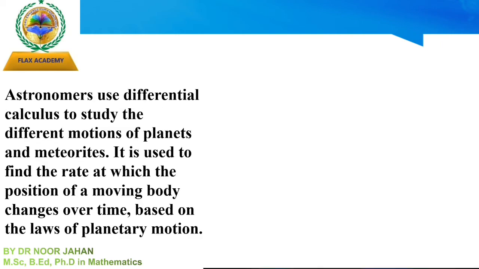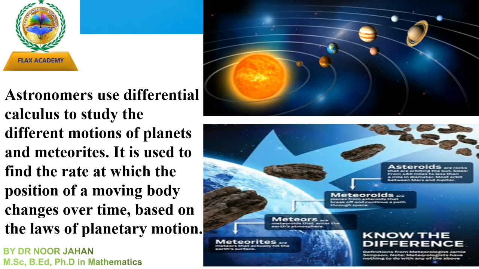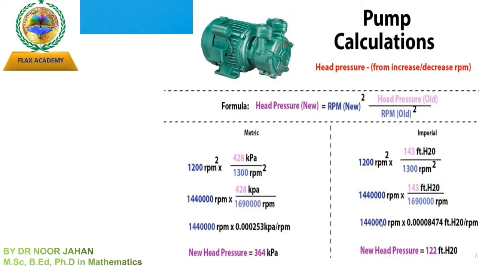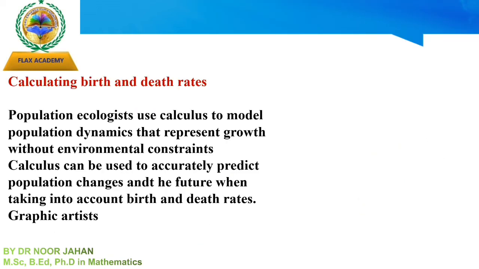Astronomers use differential calculus to find the motion of rockets and of meteoroids. And when designing a pump, differential calculus is also used. The flow rate of the head is calculated using differential calculus, and these are the formulas you use to design the pump.